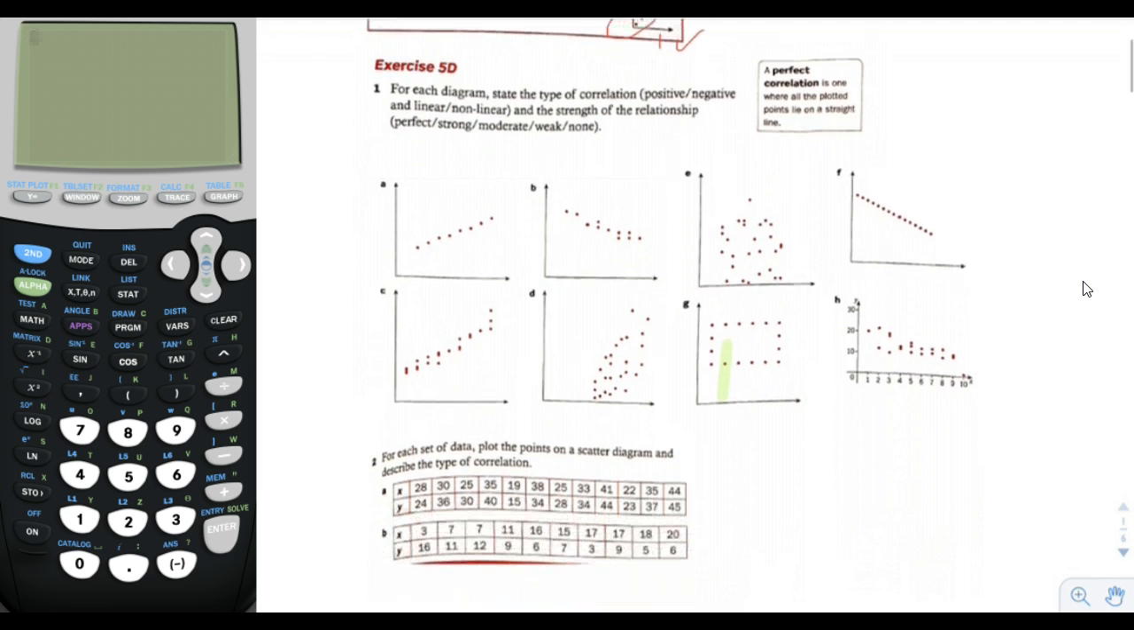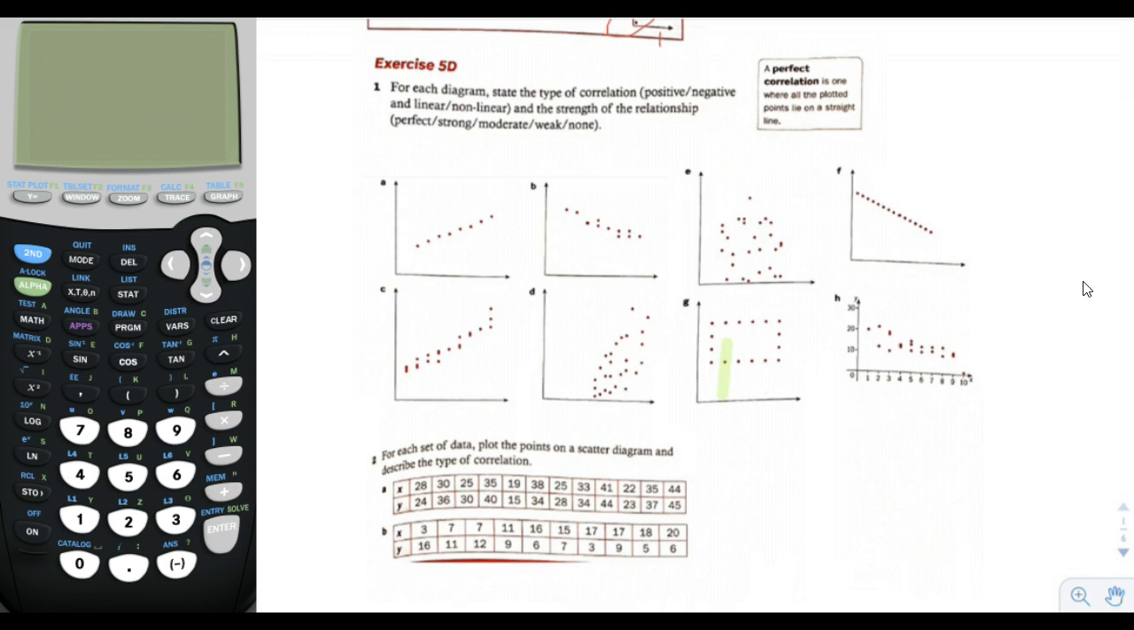Now, in 5D1, they show you a few different diagrams, and they want you to say whether it's positive or negative correlation, whether it's linear or nonlinear, and whether it's perfect, strong, moderate, weak, or none. Perfect, strong, moderate, weak, or none are not quantitative, so you're just going to guess. Perfect correlation would be like they're really in a line, and no correlation would be they're not in a line. Linear would be in a line, and nonlinear would be in some kind of pattern, but not a line.